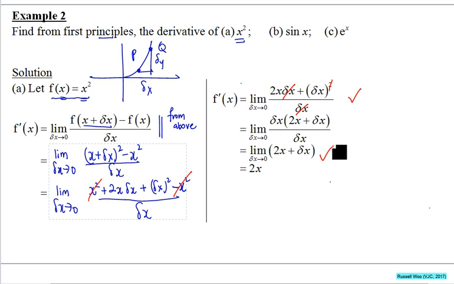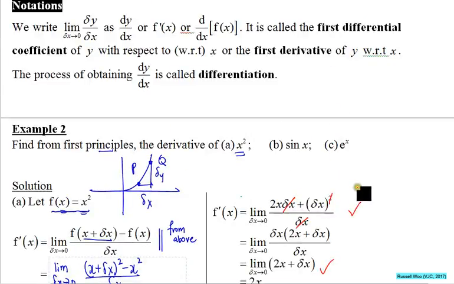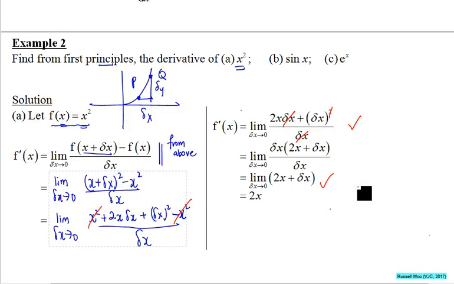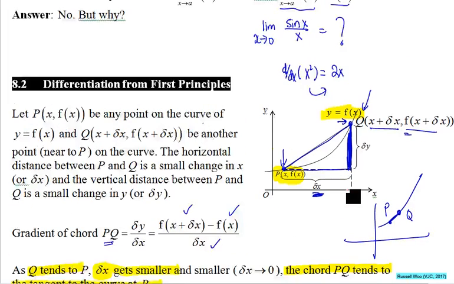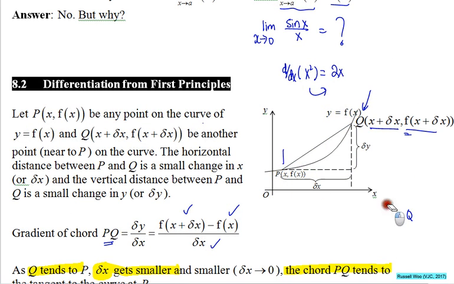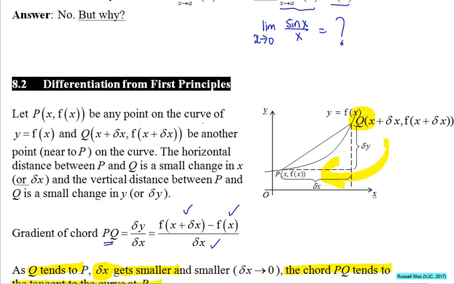Follow what I'm saying? Okay? The main idea is this. I just want to go back to that diagram again. Have you finished copying? Yes? I just want to go back to this idea that as Q tends closer and closer to P, the gradient of the chord is actually the gradient of the tangent at point P. Okay, good.